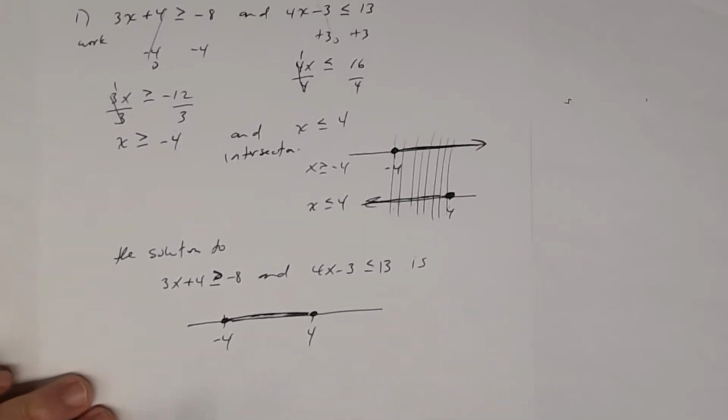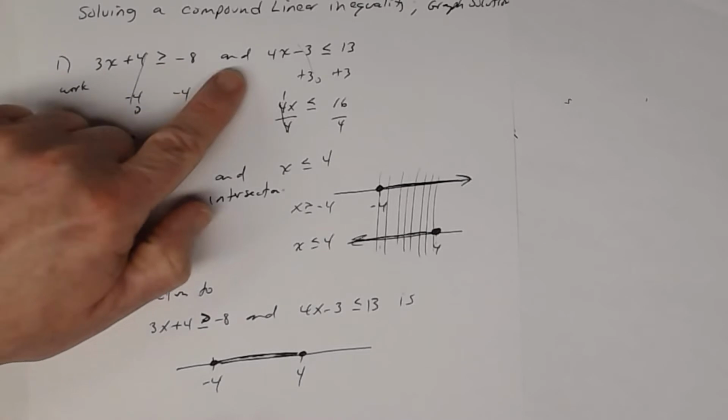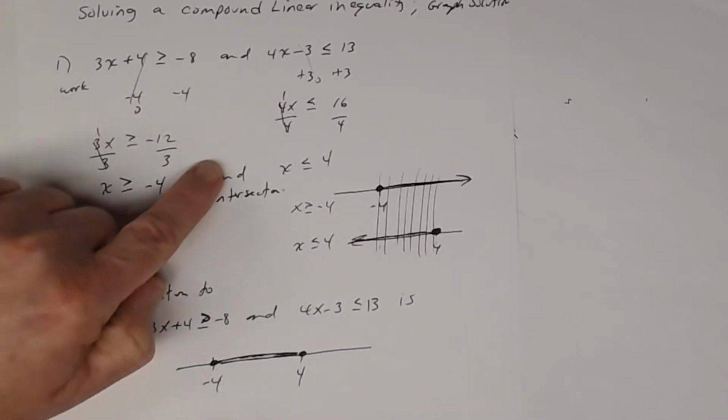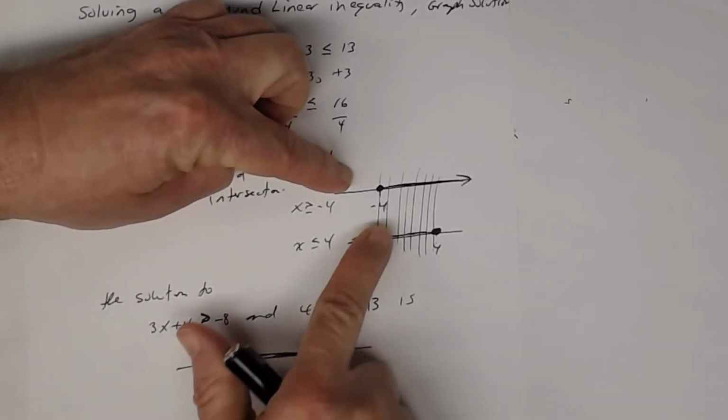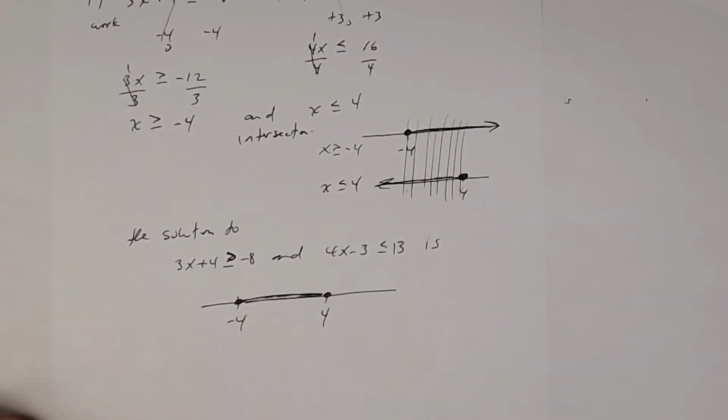All right? So that's number 1. So that's how you solve an AND inequality, an AND compound statement. Make sure you look for the intersection. So graph each one individually and see where they overlap. And then that would be your solution. So let's look at another. So let's look at number 2.